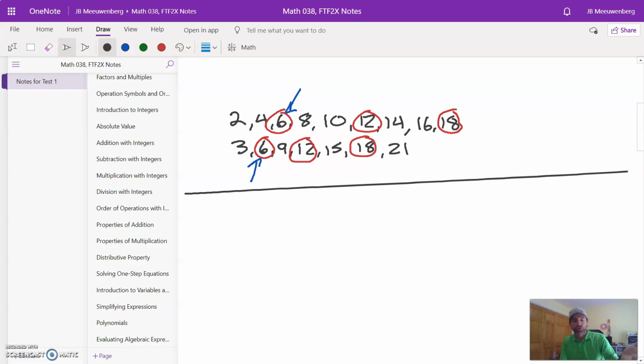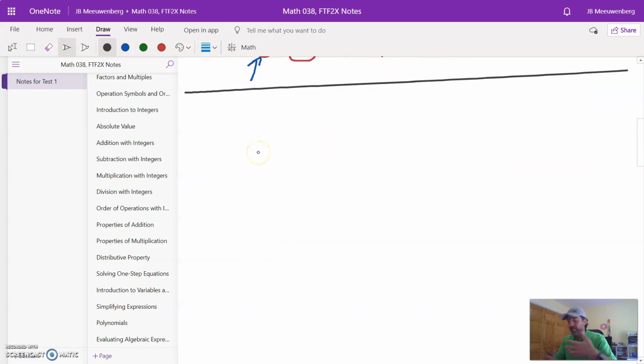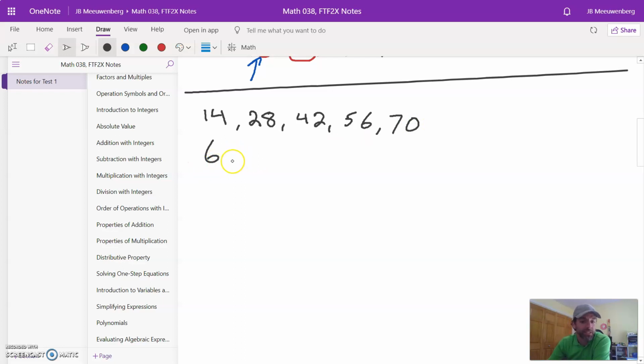Now try the numbers 14 and 6. List the first 5 multiples of those. Pause the video, come back. For 14, this is a little trickier. You got to think about this a little harder. 14, 28, 42, 56, and 70. If I'm counting by 6s, it's 6, 12, 18, 24, and 30.